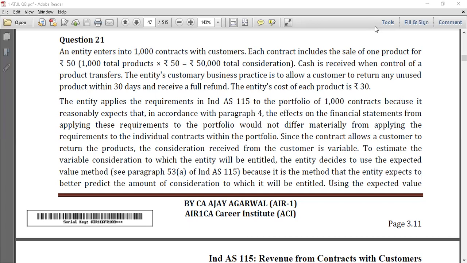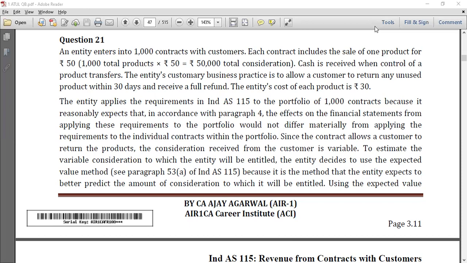in accordance with this Ind AS 115, that is revenue from contract with customers. I'm not reading paras because generally we don't remember paras in the exam. All that we need to remember is that this question is from Ind AS 115, revenue from contract with customers. And in accordance with that Ind AS, the effects on the financial statements from applying these requirements to the portfolio would not differ materially from applying the requirements to the individual contracts within the portfolio. So that is the question.